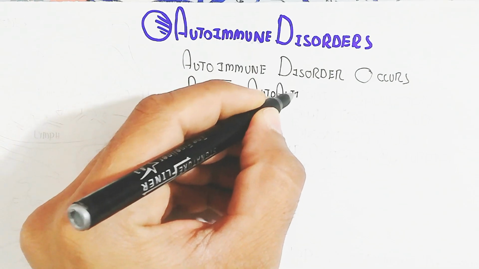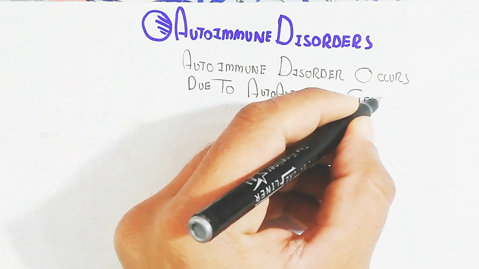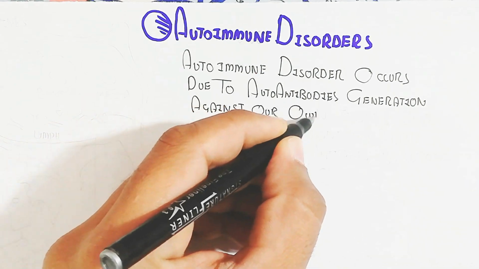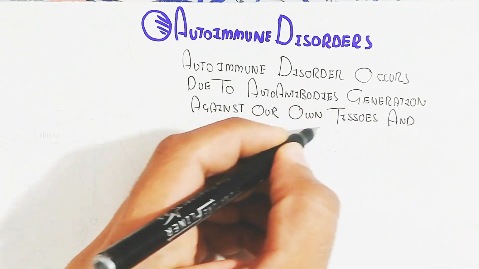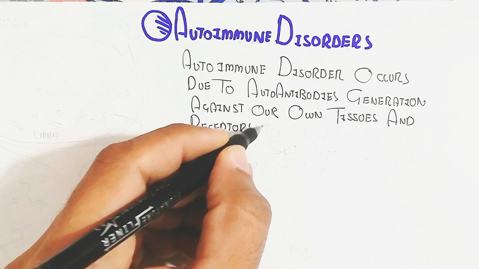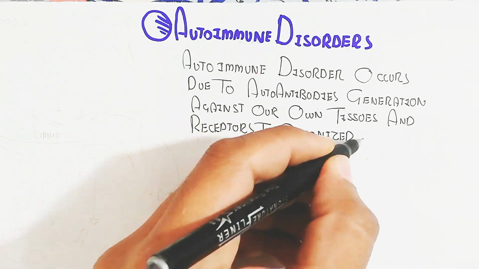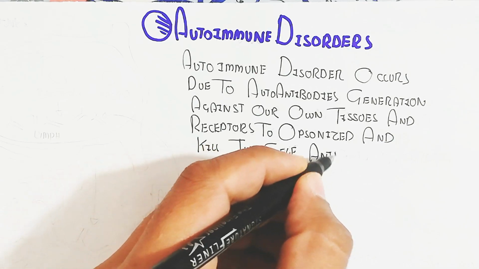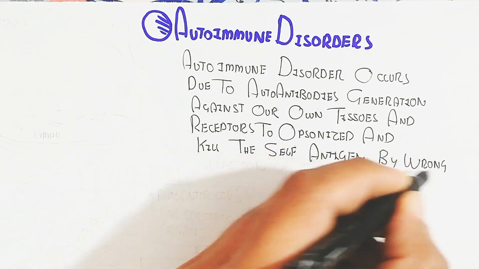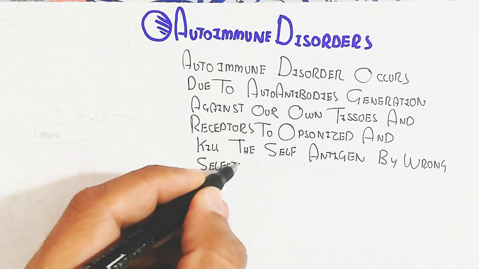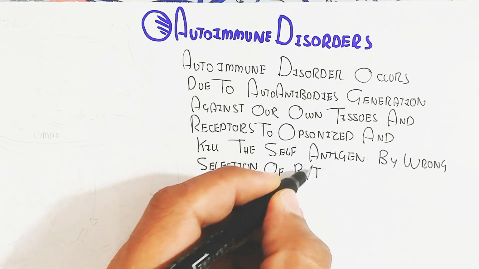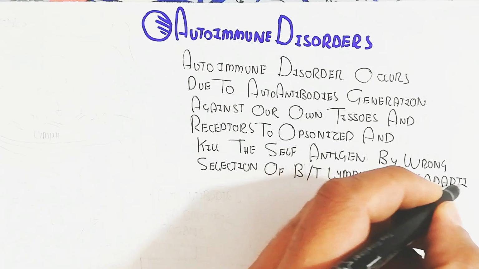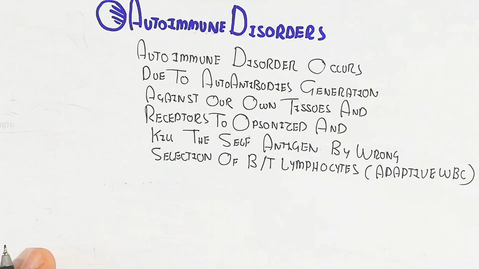Autoimmune disorder occurs due to the generation of autoantibodies against our own tissues and receptors, like the acetylcholine receptor in the progression of myasthenia gravis, to opsonize and kill the self-antigen by wrong selection of B and T lymphocytes. B and T lymphocytes are part of the adaptive immune cells, the WBC.